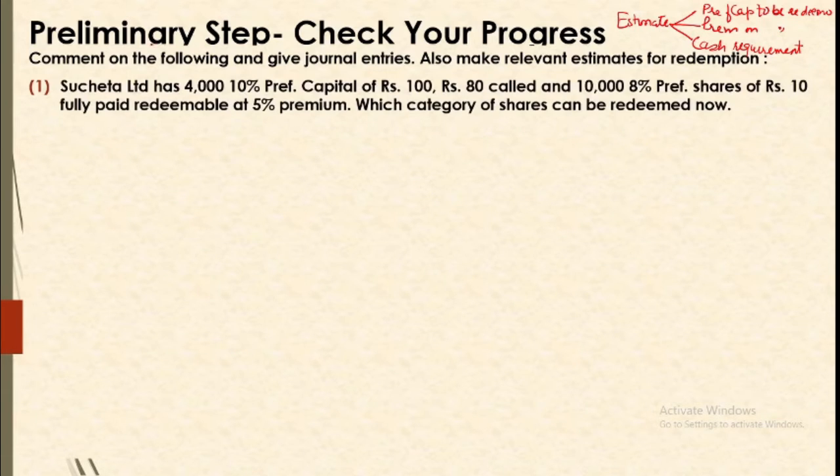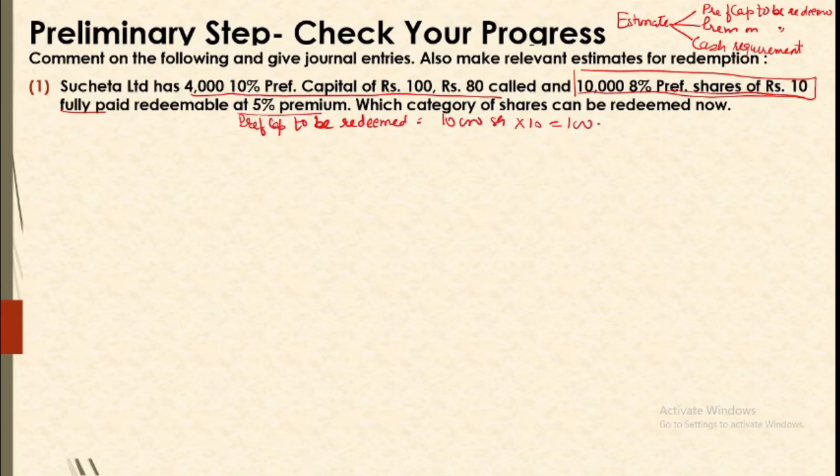Now first is Sucheta has 4000 10% preference capital of 100 each, 80 called, and 10,000 8% preference shares of 10 each, fully paid, redeemable at 5% premium. So which category can be redeemed now? If the company is to go for redemption, then the one which is fully paid will go for redemption. So this category will go for redemption. So preference capital to be redeemed will be 10,000 shares of 10 rupees each, that is 1 lakh rupees. This is 8% preference shares.